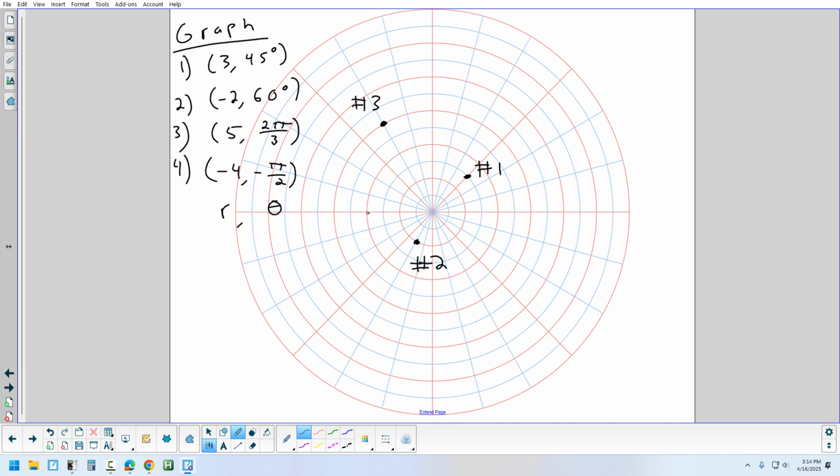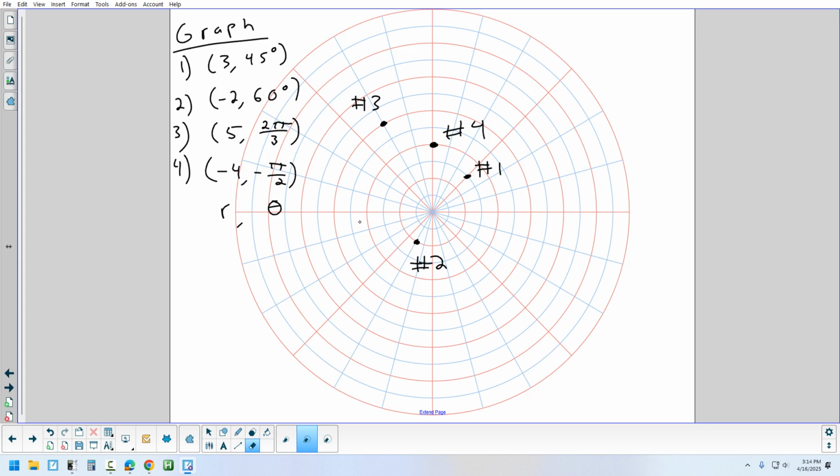Which way? Clockwise? We go clockwise. Yep. And pi over 2 is how much in degrees? 45, maybe? So pi over 4 would be 45. Yep. Is it 90? 90. Okay, so you're going to go left 4. 1, 2, 3, 4. And then 90 degrees clockwise. And that's where that one would be.